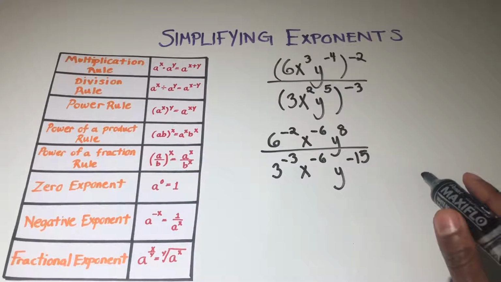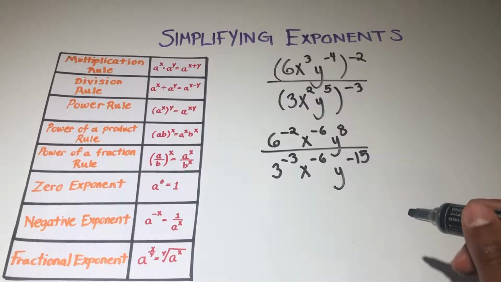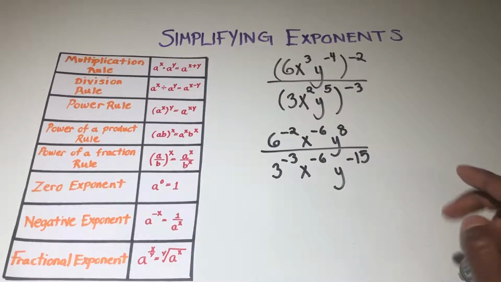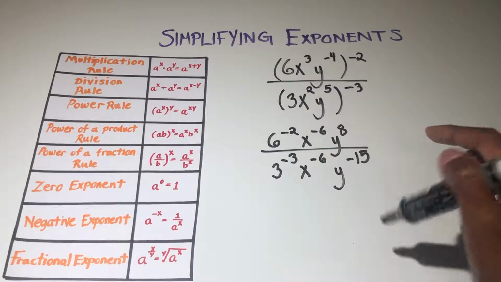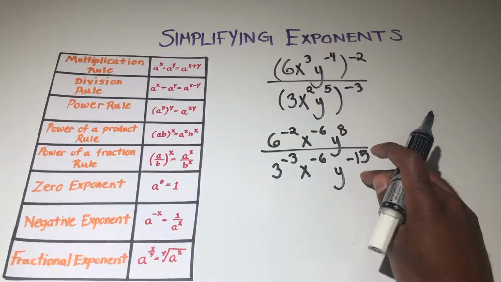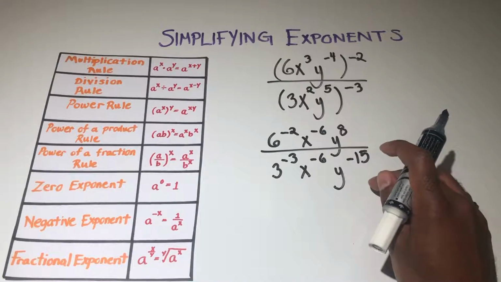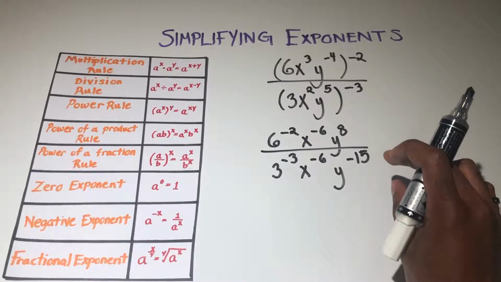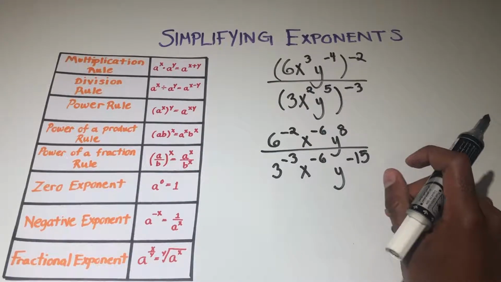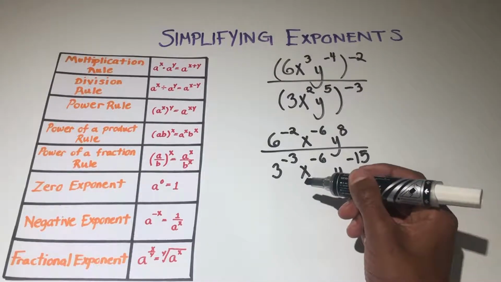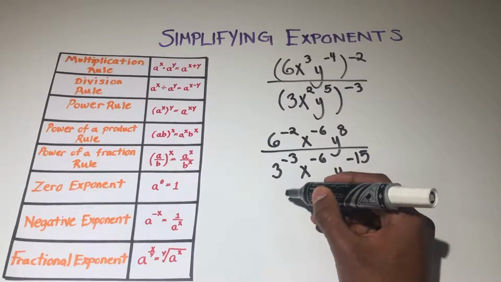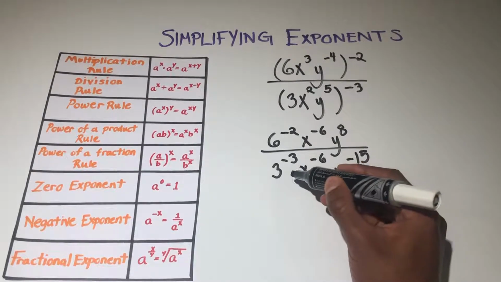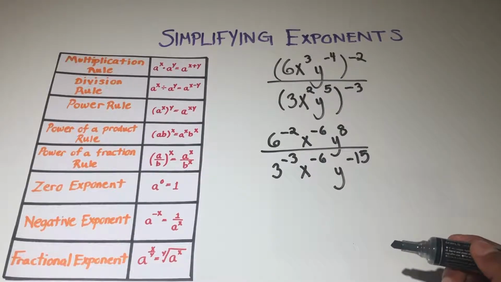Keep in mind, you're trying to avoid having negative exponents. So what you can do is, there's a method here. When you switch an expression with a negative power from the denominator to the numerator, or excuse me, from the numerator to the denominator, or vice versa, the sign of the power changes. So basically, 6 to the power of -2, if you move it down to the denominator, is going to become 6 to the power of 2. And likewise for 3 to the power of -3.